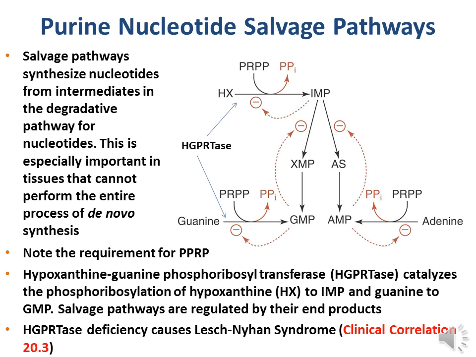In this process, note the requirement for PRPP. Hypoxanthine guanine phosphoribosyl transferase catalyzes the phosphoribosylation of hypoxanthine to IMP and guanine to GMP. These salvage pathways are regulated by their end products. HGPRTase deficiency causes Lesch-Nyhan syndrome, and this is described in Clinical Correlation 20.3.